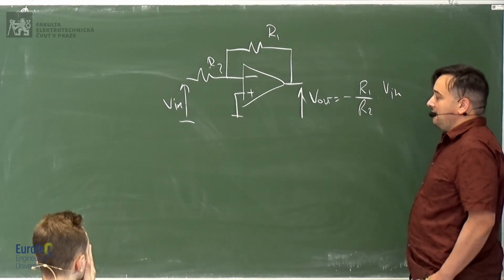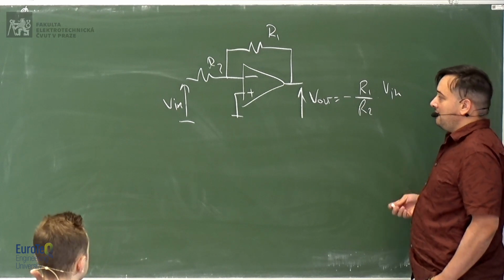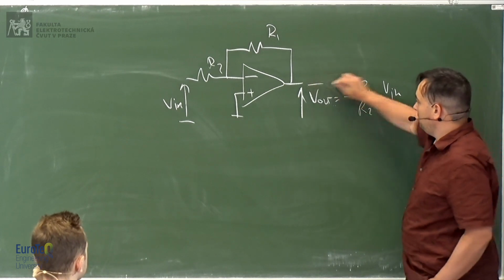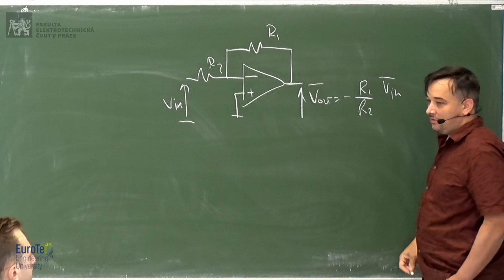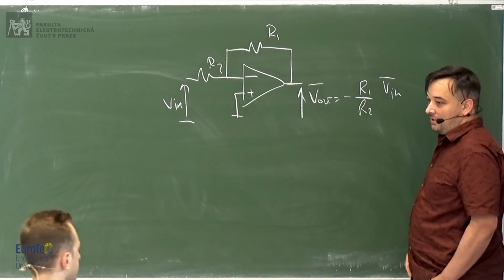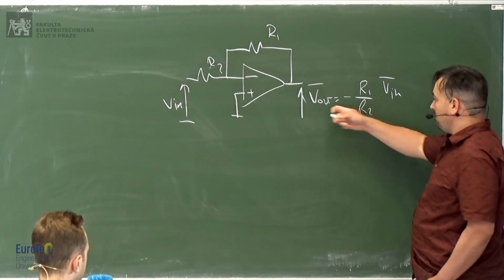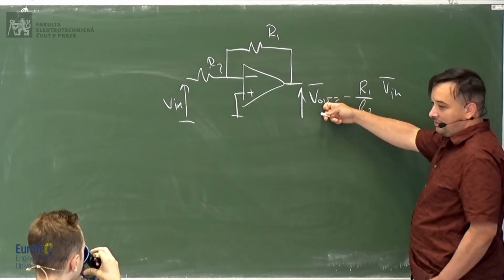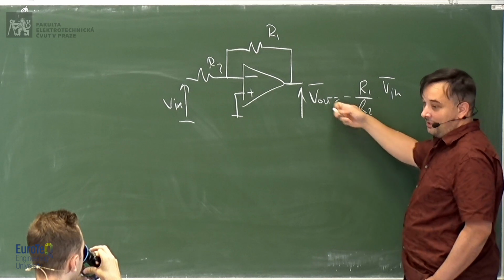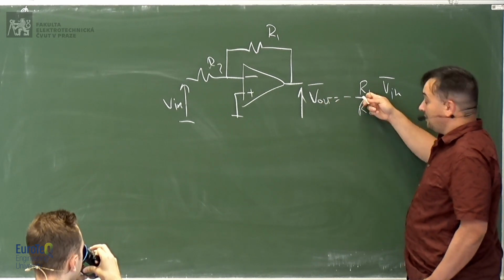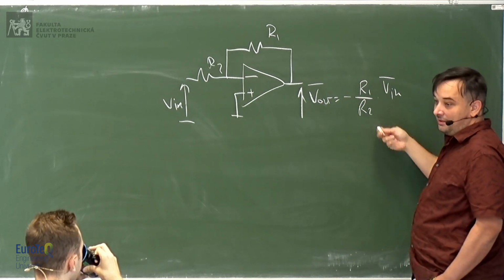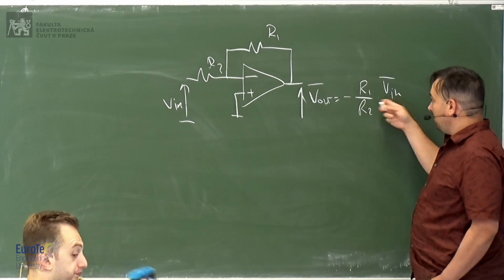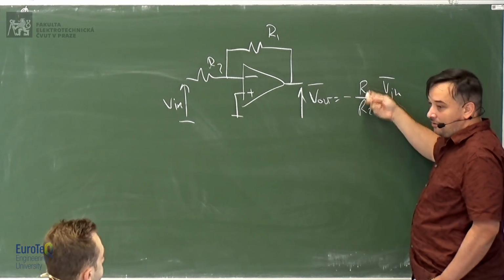This applies in DC, it applies in AC. If you are using AC, it means that this is not a DC voltage but an AC voltage, and you have the phasor, not the vector, the phasor of the voltage. In this case, we have resistances which are real, and therefore they just have a real component.